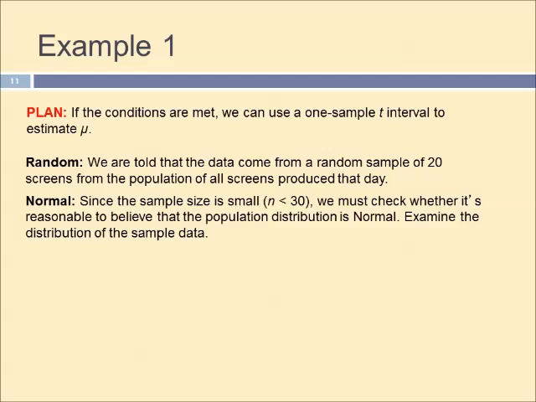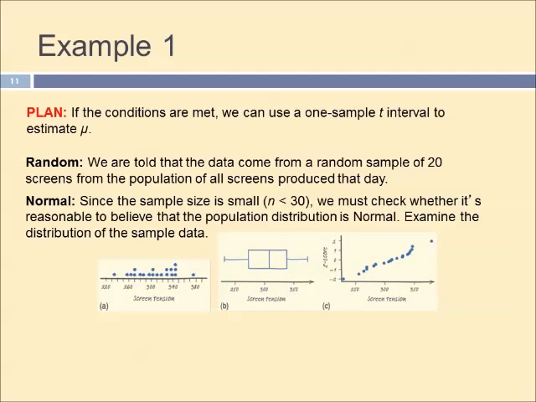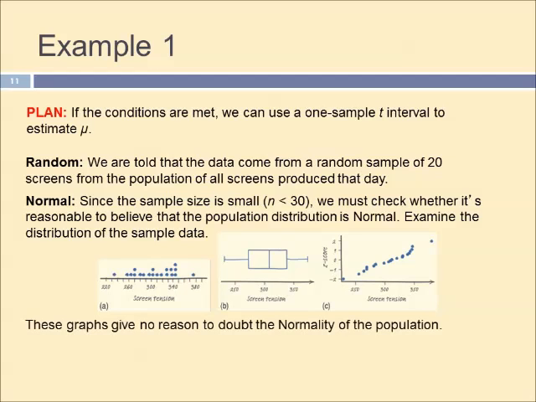Since the sample size is small, less than 30, we must check whether it's reasonable to believe that the population distribution is normal. Since we don't know what the population distribution is, we actually need to use the sample to give us a sense of whether it's normal or not. So here we have 3 different plots. A dot plot of the information, a box plot, and a normal plot.